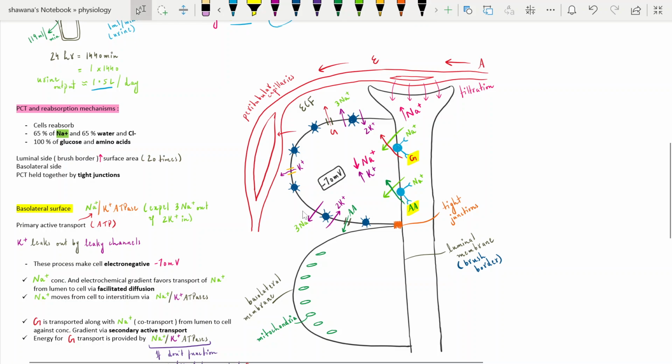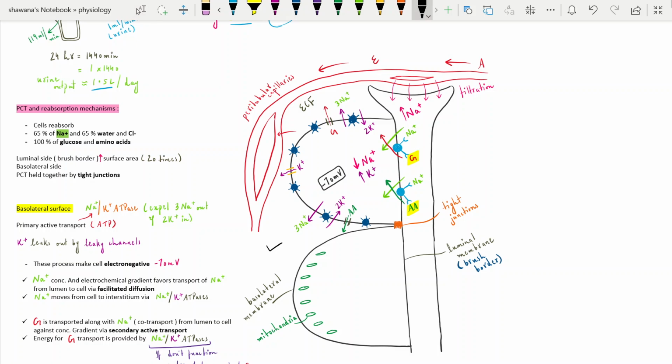So cells reabsorb sodium along with the water, chloride, glucose, amino acids. All of this stuff is reabsorbed into the proximal convoluted tubule cells. We have drawn two proximal convoluted tubule cells. These are only two, and a lot of cells are present here on both sides of the lumen.